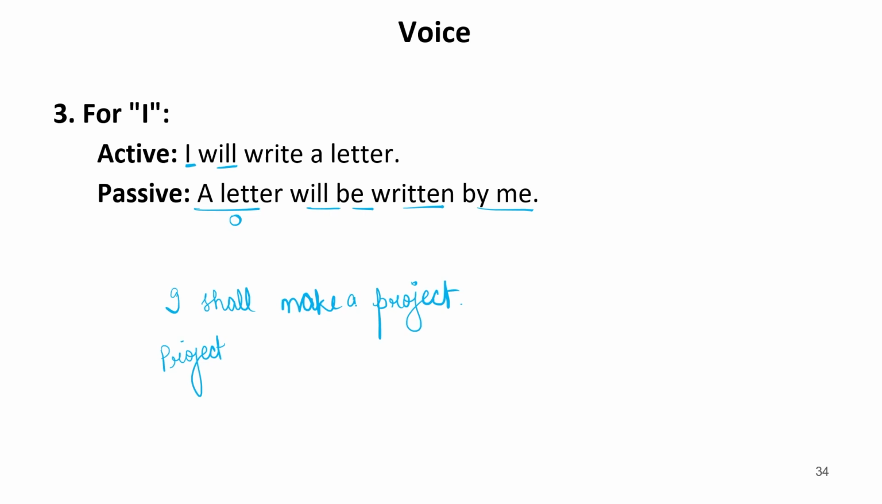Now I shall make a project, so it will be a project. Now if it is written project, shall cannot come over here because shall is always preceded by I, whereas here the subject is a project. So here we'll write will. Be, make third form, made, by, I, objective case is me. So the correct passive voice will be a project will be made by me. So this is future indefinite tense.